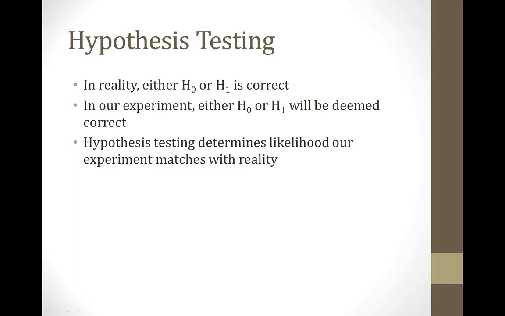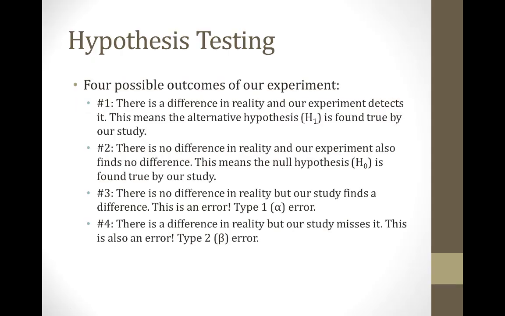So in reality, one of those two is correct. Either H0 or H1 is correct. In our experiment, we're going to decide that either H0 or H1 will be deemed correct. So hypothesis testing is going to determine the likelihood that our experiment matches with reality. So there are four possible outcomes of our experiment.